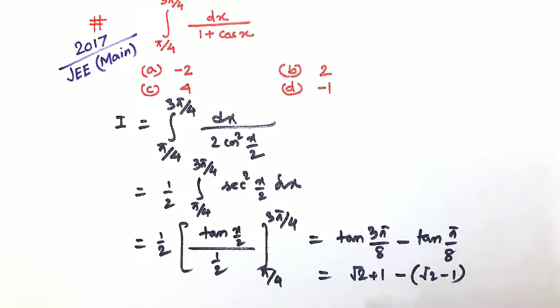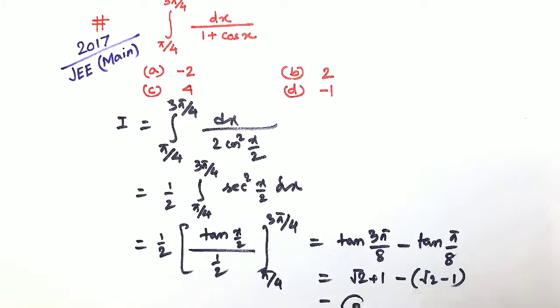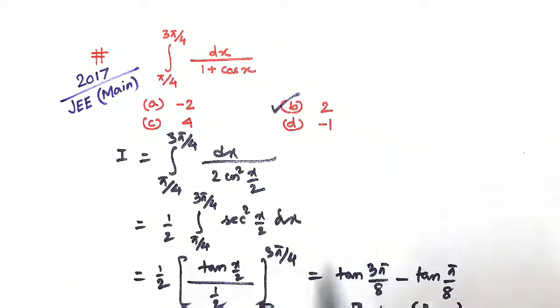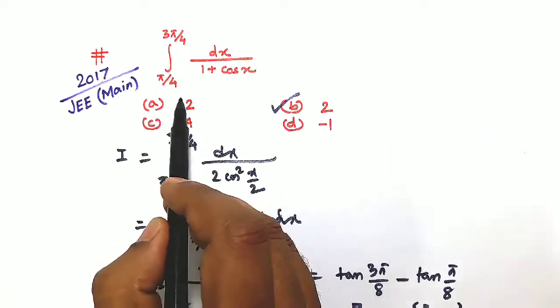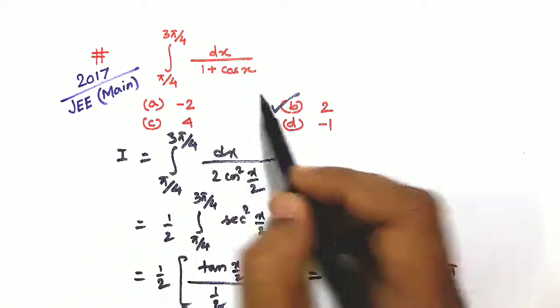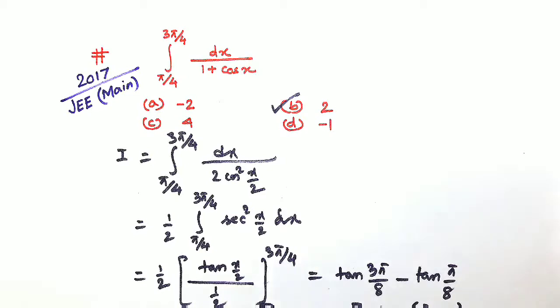So root 2 is cancelled, only this is 2. So our option is here B. So integration pi upon 4 to 3 pi by 4 dx divided by 1 plus cos x is equal to 2.